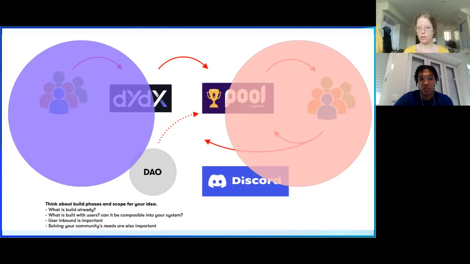Again, you want to look, listen, and observe until you get to this point. But now it's about: what is already built? What is built with users? Can it be composable into your system? Can it be taken? Can it be copied? User inbound is important, you need to think about that. But then you need to solve your community's needs. That's also important. So you need to think about priority here and de-scope.